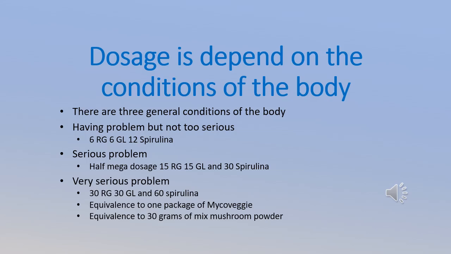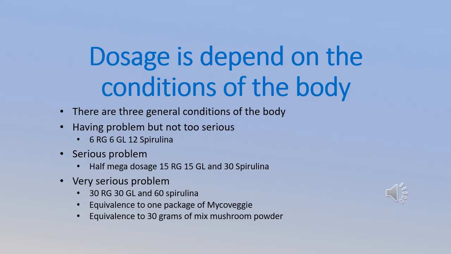So when we treat the body, there are only three conditions. First is a general condition. They're having problems but not too serious. Then normally we take 6 Rg, 6 Gl and 12 spirulina. Spirulina is also helping; sometimes people can even skip the spirulina, or take 6 spirulina. The spirulina is not so critical, but Rg and Gl are critical. So you take 6 Rg, 6 Gl, and 6 to 12 spirulina.